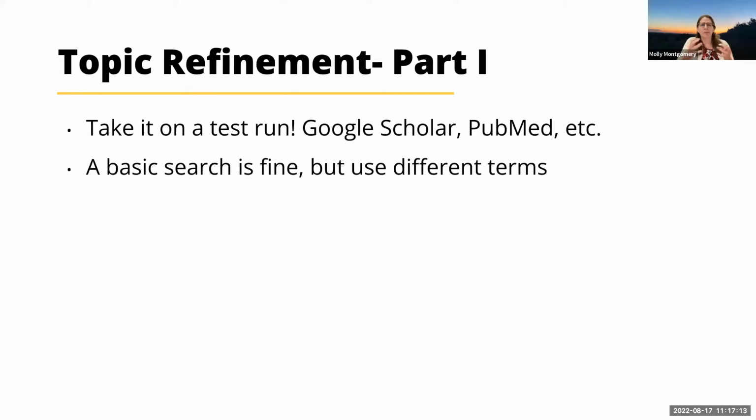So the first part of refining a topic is you've done the brainstorming, you have determined the FINER criteria. Now it's time to take that on a test run. You're going to go into Google Scholar or PubMed or some database and do a basic search. Basic search is fine. We're not looking for anything fancy here. We're just looking to see what's out there. But do use different terms. So kind of mess around with some different terminology.